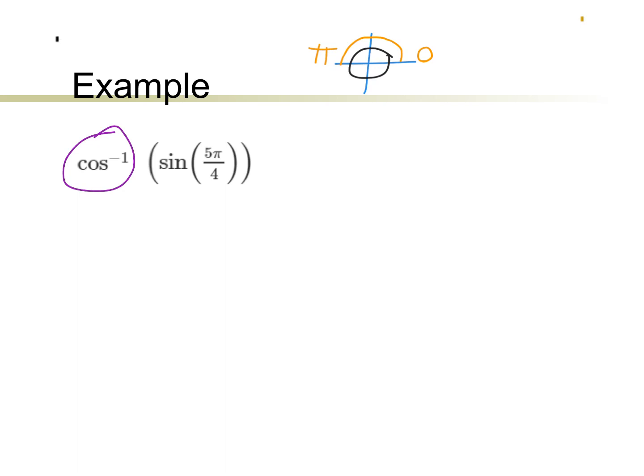All right, so let's work from the inside out. Our innermost thing here is sine of 5 pi over 4. Consulting our unit circle, the sine of 5 pi over 4 is negative root 2 over 2. So our problem now becomes, what is the cosine inverse of negative root 2 over 2?